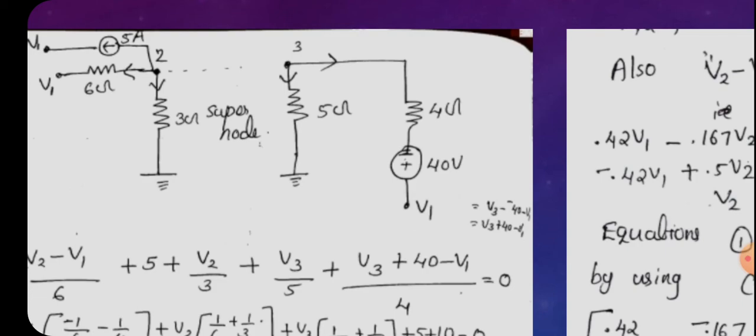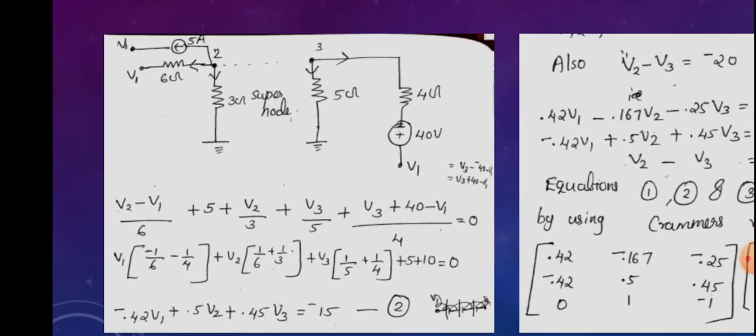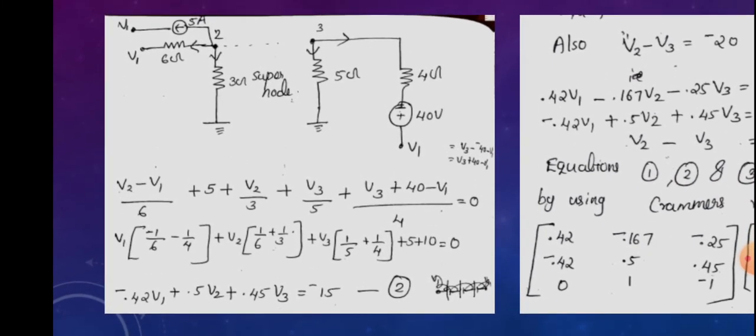Because the 40 volt battery is connected in a manner that its negative terminal is connected to the 4 ohm resistor, we have to write it as V3 plus 40. Okay. So (V3 plus 40 minus V1) divided by 4 equal to 0. That is the equation for the supernode, and we can rearrange the terms and we will get the equation minus 0.42 V1 plus 0.5 V2 plus 0.45 V3 is equal to minus 15. That is the second equation. So we got 3 variables and 2 equations.